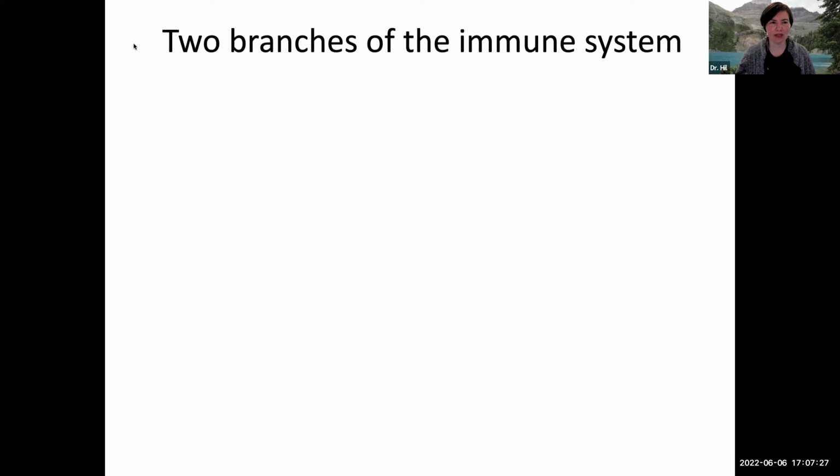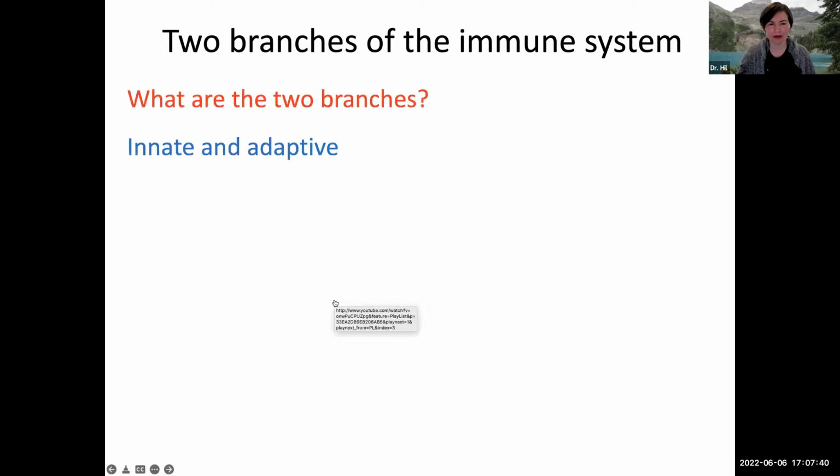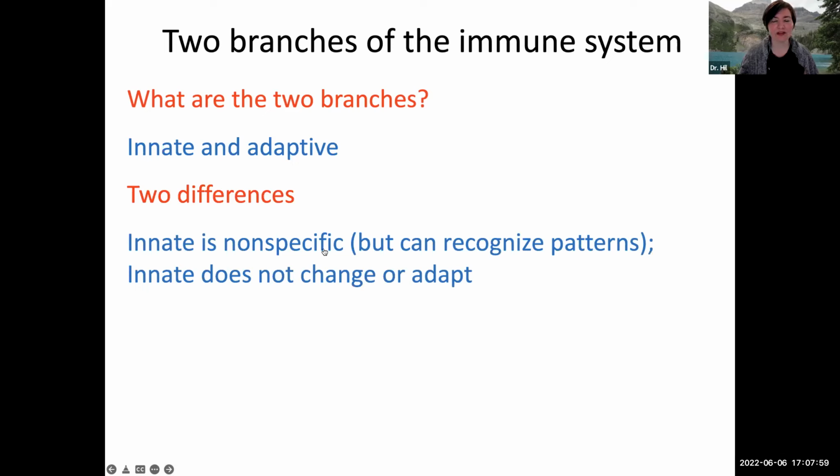So when we think about what our two branches are, the innate and the adaptive, there's multiple differences between them actually that go beyond this specificity issue. Certainly it is true the adaptive immune response is much more specific, but it's not that the innate immune system is totally blind. So while it's non-specific, it has the ability to recognize patterns, especially bacterial molecular signatures.